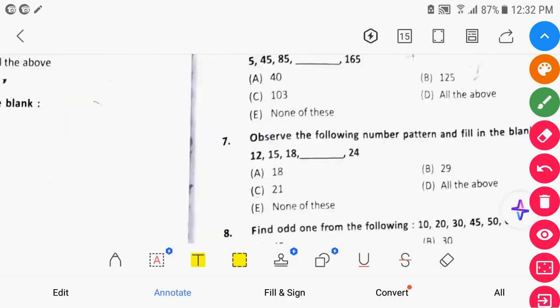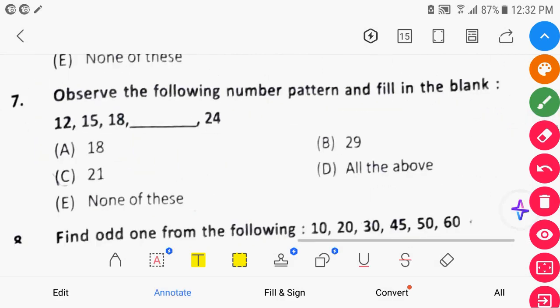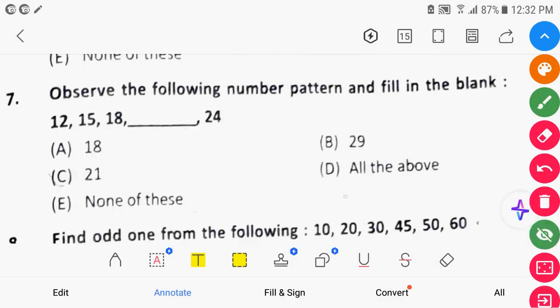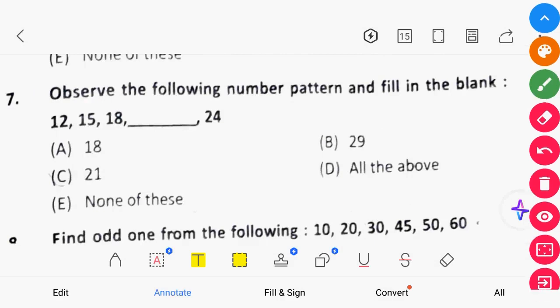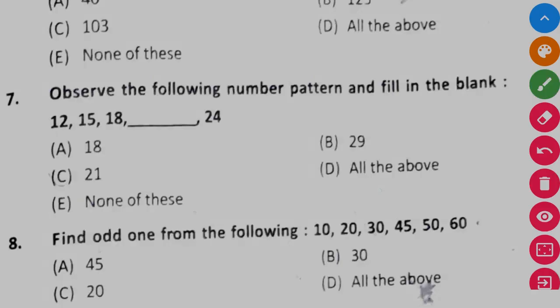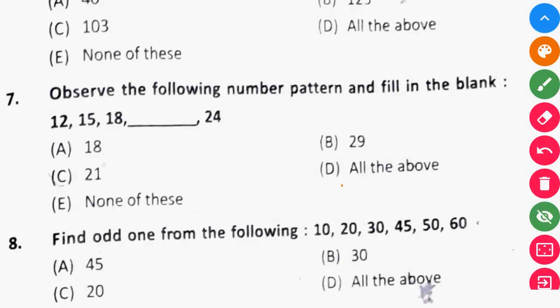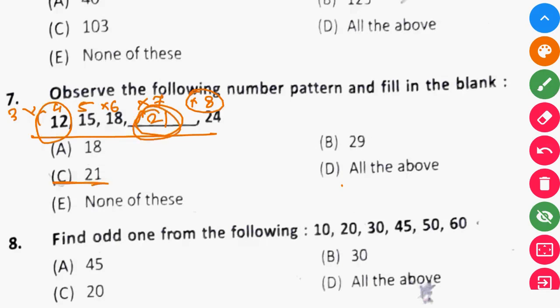Now observe the following number pattern and fill in the blank. Now see, what is the difference between 12 and 15? Both come in the table of 3 and in successive pattern, means 3 4s are 12, 3 5s are 15, 3 6s are 18, 3 7s is your answer, which is 21, 3 8s are 24. So the missing number is 21.